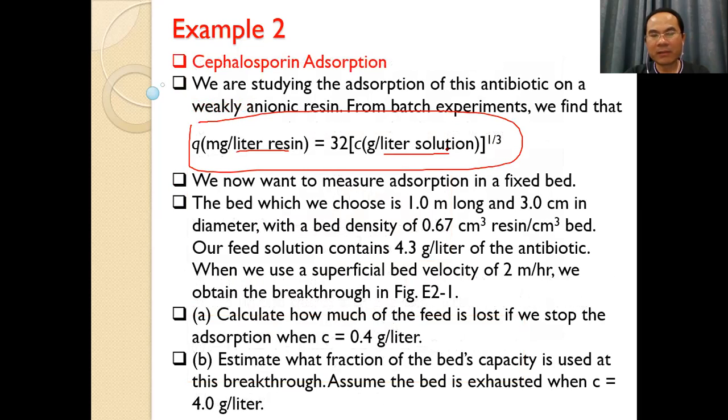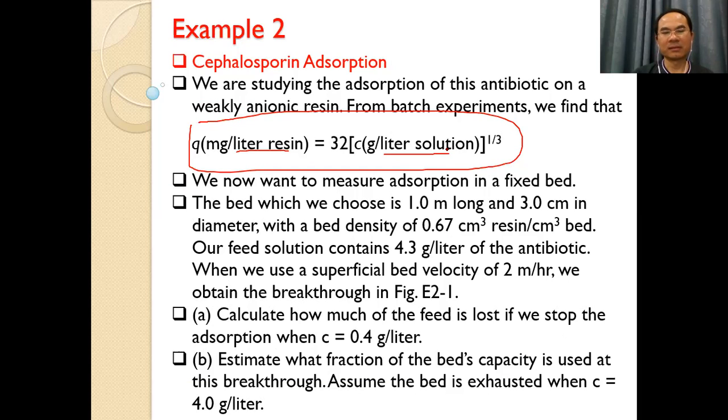The first question: determine how much of the feed is lost if we stop the adsorption when C equals 0.4 gram per liter, that is, when the effluent outlet concentration is equal to 0.4.